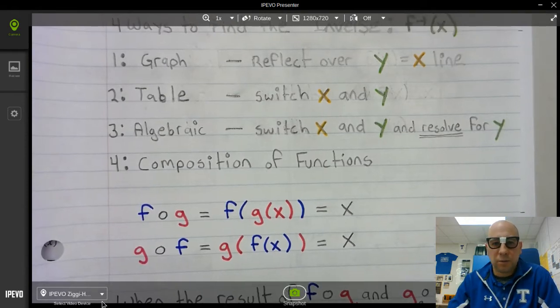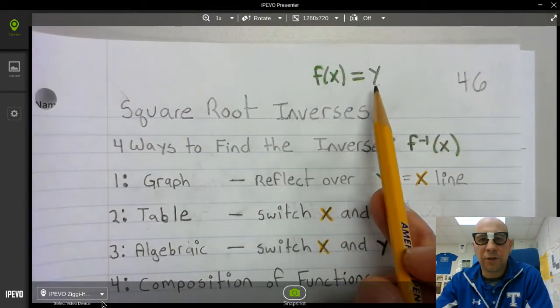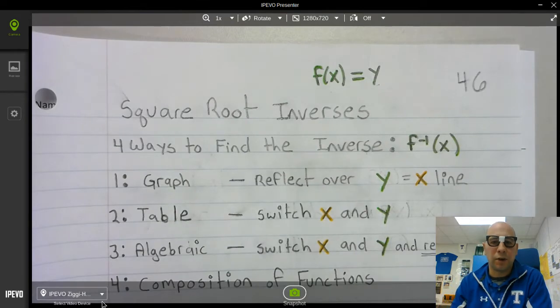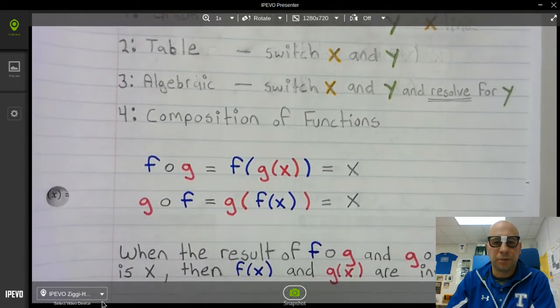Now, before I go into 4, let me just go back and note, as you notice, I put a note here. F of x equals y. So when we say switch x and y, you could also say switch x and f of x. All right, and the 4th way is compositions of functions.